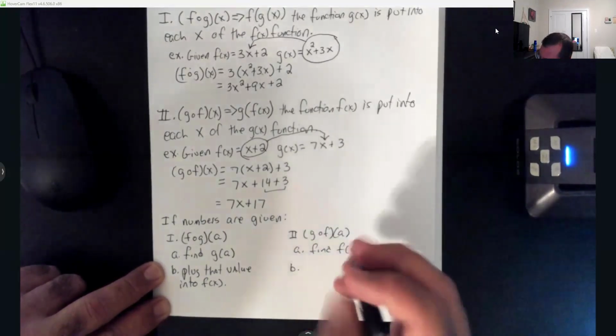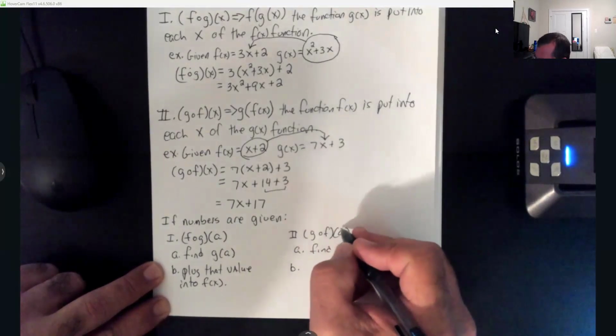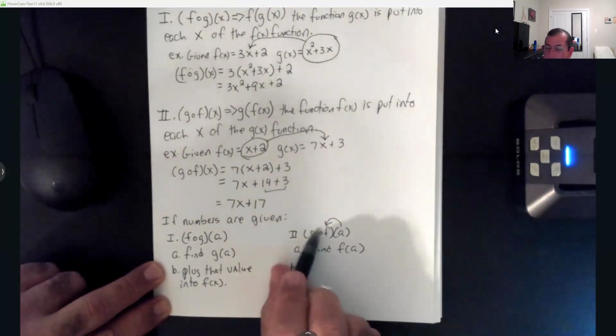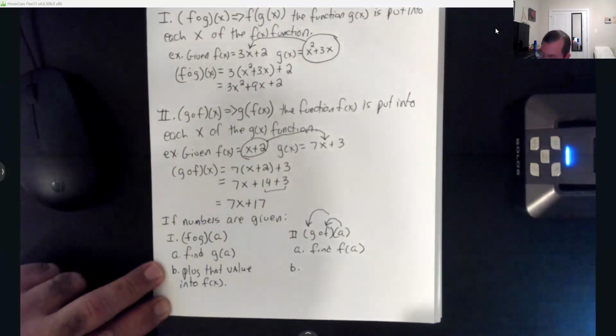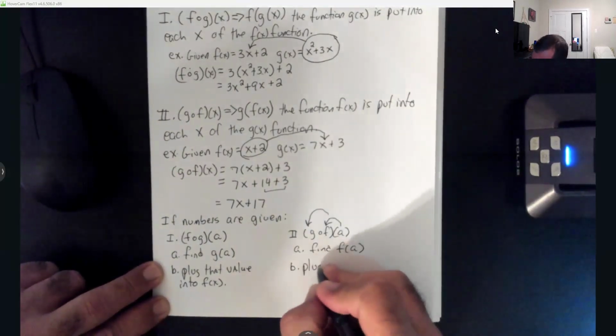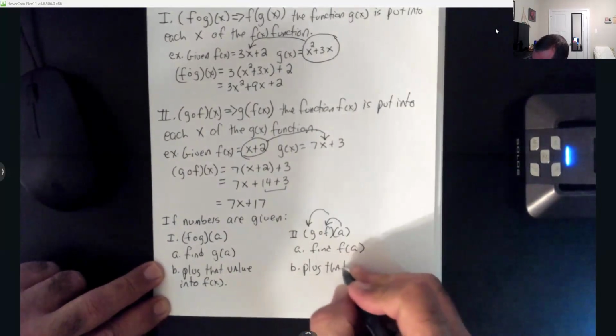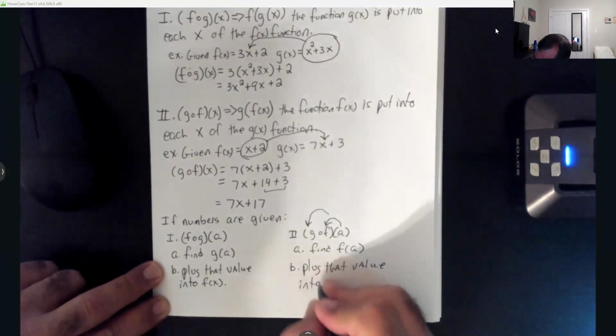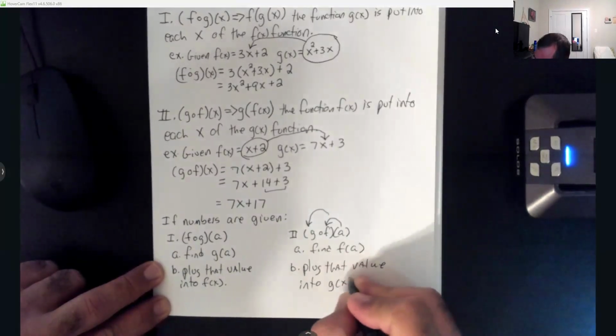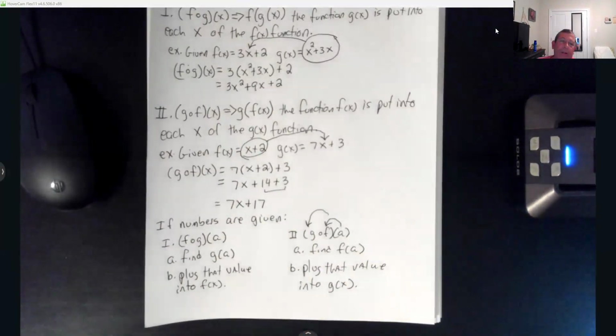And y'all, so this sort of looks like they're going backwards to me. So you put the A in the F, you're going to get that answer, and then put that into the G. So y'all, that's what we'll do. Plug that value into our G of X.